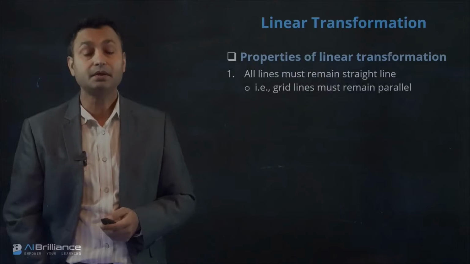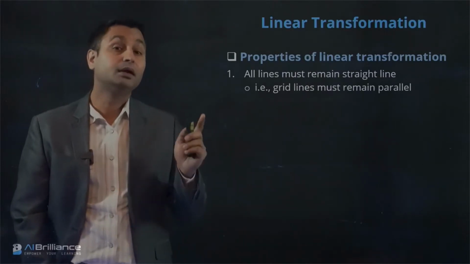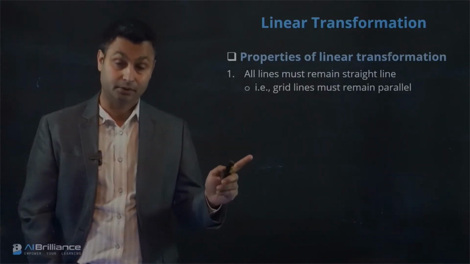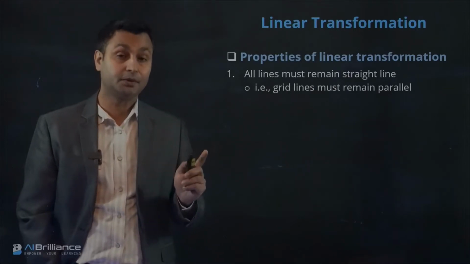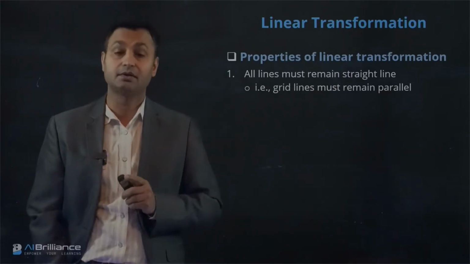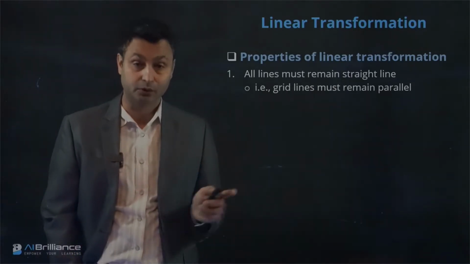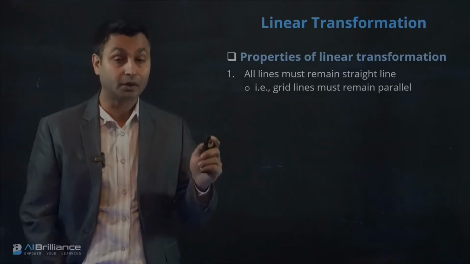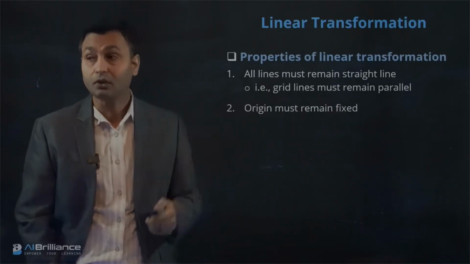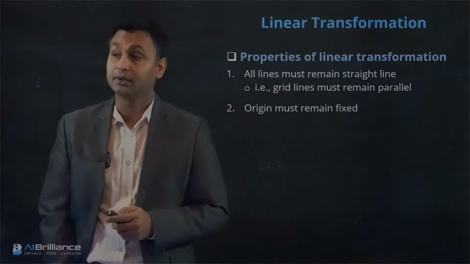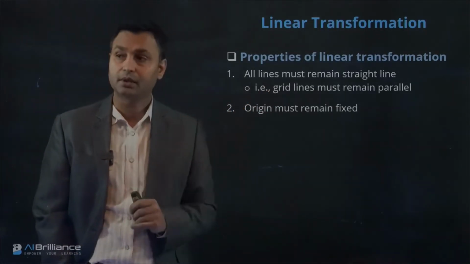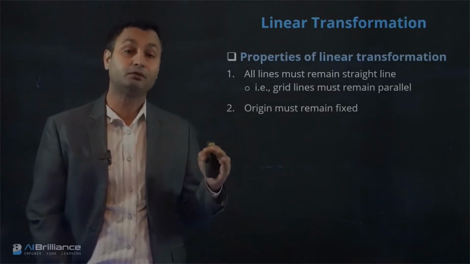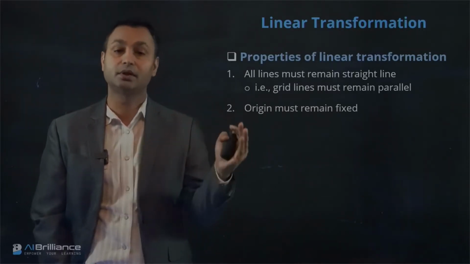When these grids are changing, the grid lines still must be parallel to each other. And if you have a transformation in which you cannot enforce this constraint, which is that the grid lines are not parallel to each other, then you have a non-linear transformation and you do not have a linear transformation. Okay, and then the second constraint is that even though the grids are changing and still they are parallel to each other, the origin must remain fixed, and the location of the origin itself is not changing.